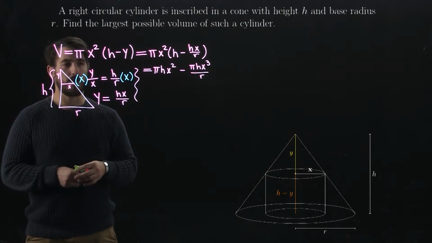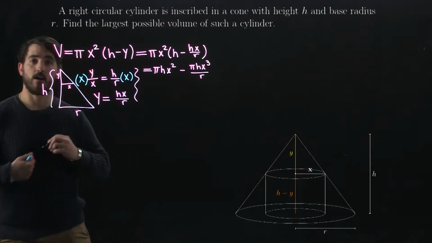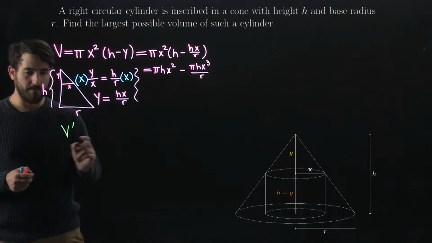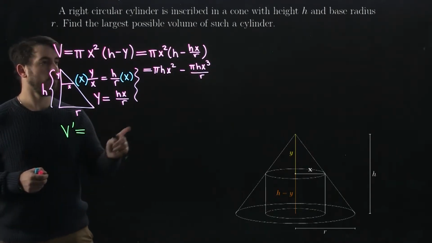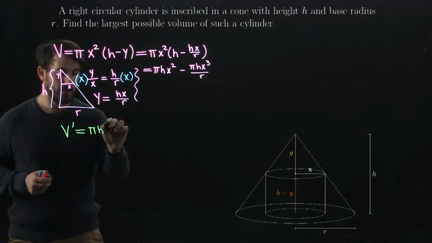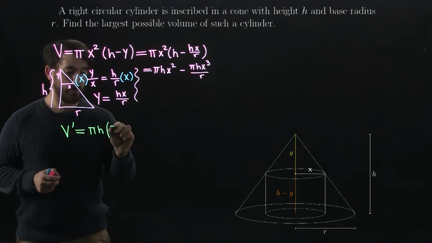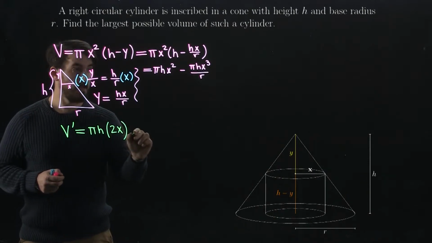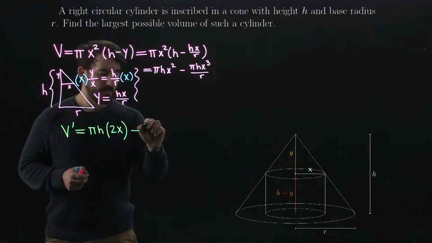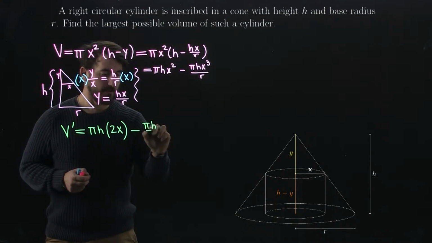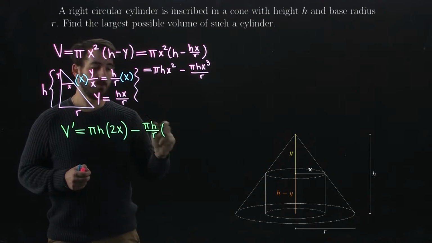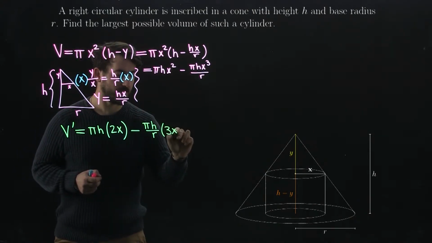So the next thing that I want to do is take the derivative of the volume. The derivative of the volume, V prime, is going to be, so we have two constants, pi and h. The derivative of x squared is 2x, minus, now the pi h over r is a constant, so that's going to be in front of the derivative. And the derivative of x cubed is 3x squared.